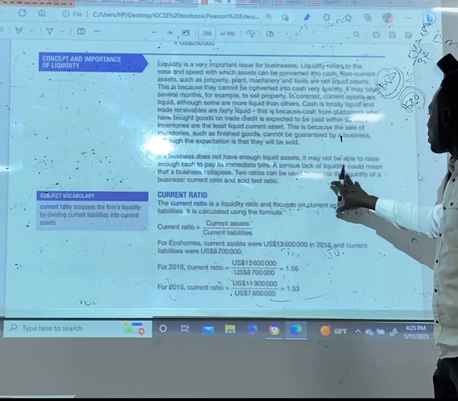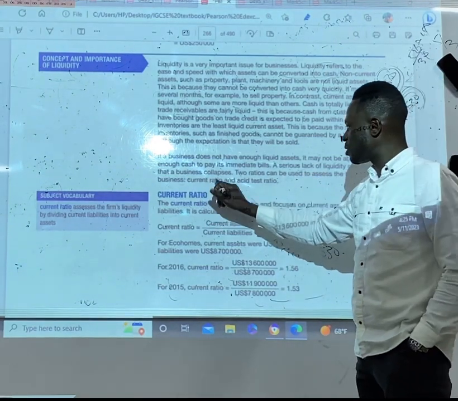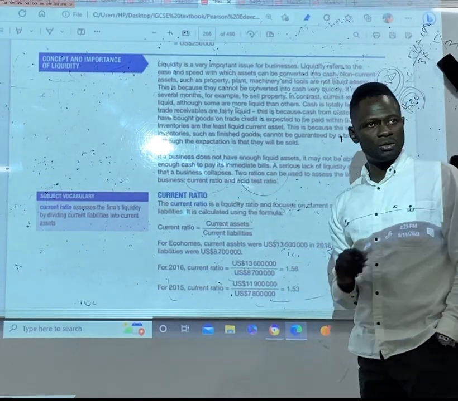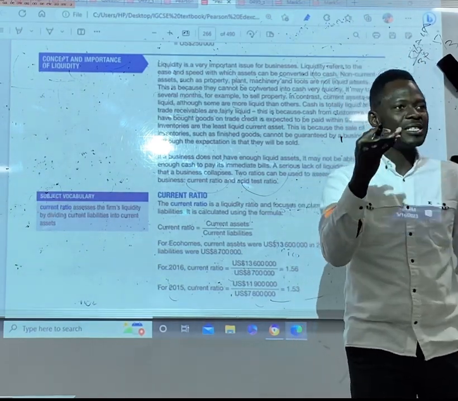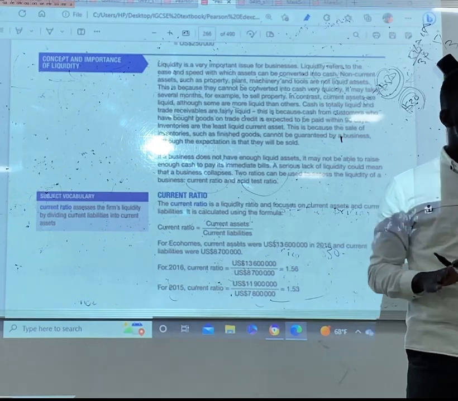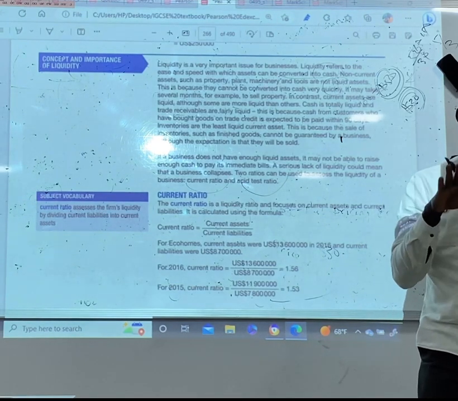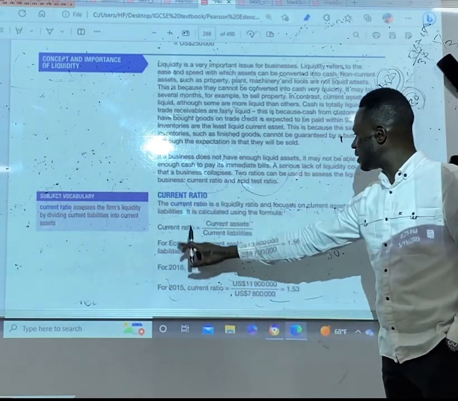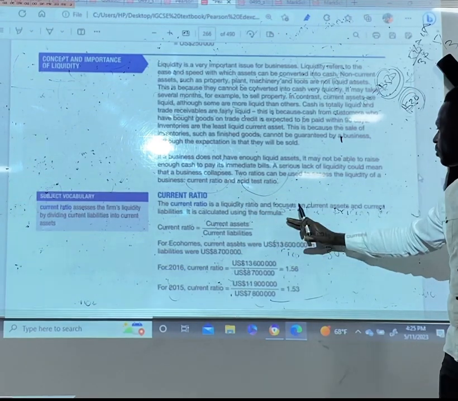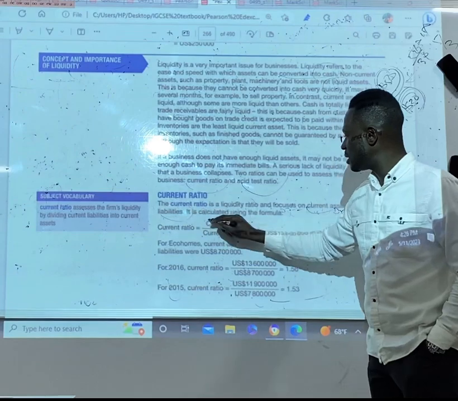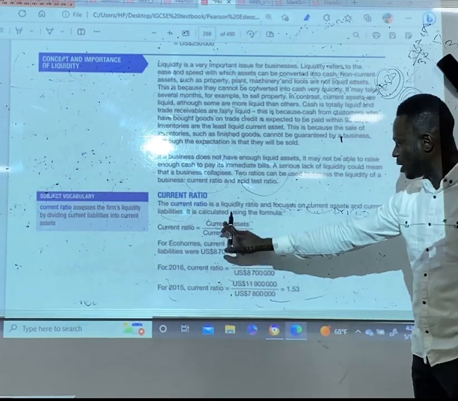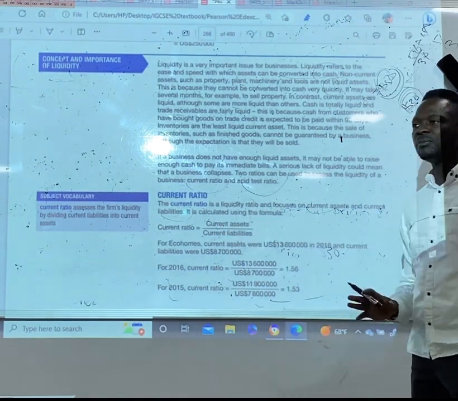Two ratios can be used to assess the liquidity of a business: the current ratio and the acid-test (quick) ratio. So let's go to the current ratio. Like I said, it is current assets divided by current liabilities. The current ratio is a liquidity ratio and focuses on current assets and current liabilities. It is calculated as your current assets divided by your current liabilities.